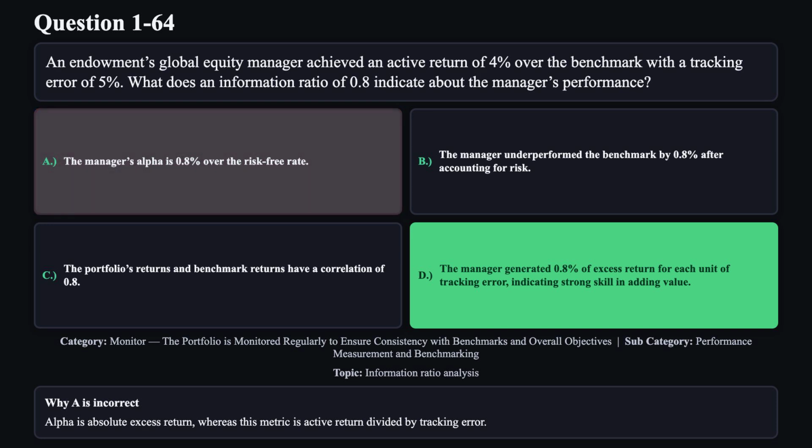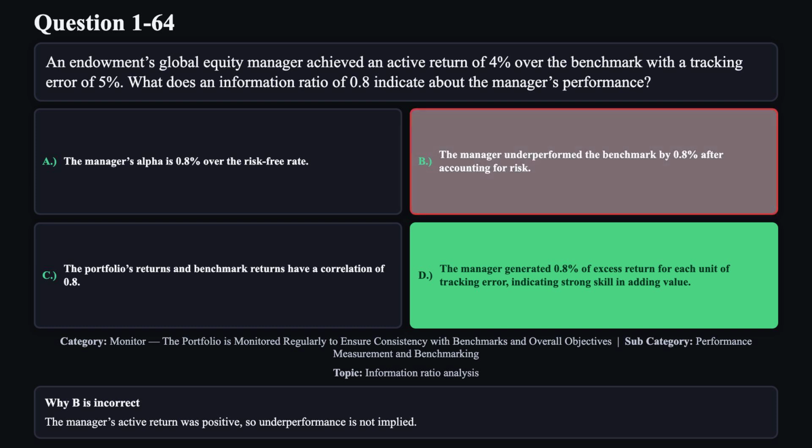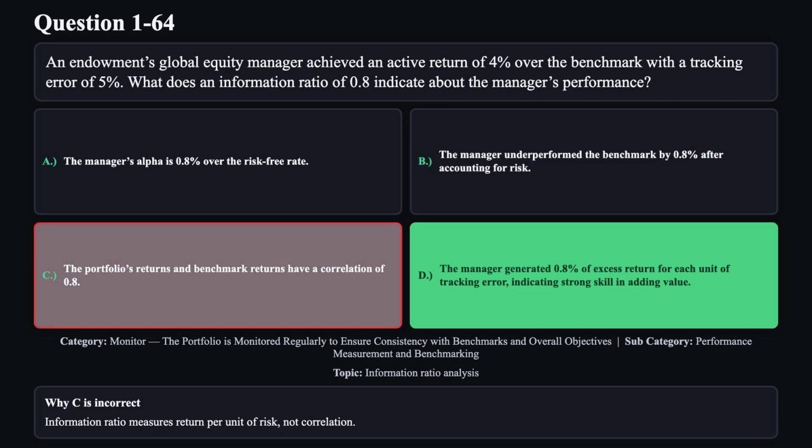Reason A is not correct. Alpha is absolute excess return, whereas this metric is active return divided by tracking error. Reason B is not correct. The manager's active return was positive, so underperformance is not implied. Reason C is not correct. Information ratio measures return per unit of risk, not correlation.